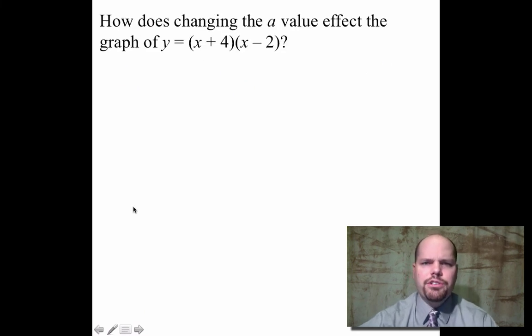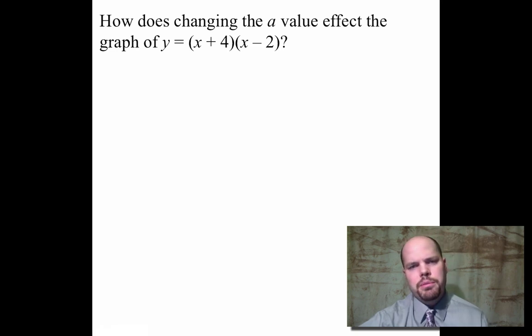All right, how does changing the a value affect the graph of y equals the quantity x plus 4 times the quantity x minus 2? So right now the a value is 1, but how does changing that affect the graph? I'm going to open up GeoGebra and we'll play around with some sliders, and hopefully you can pick up the idea of what we're trying to show you here.